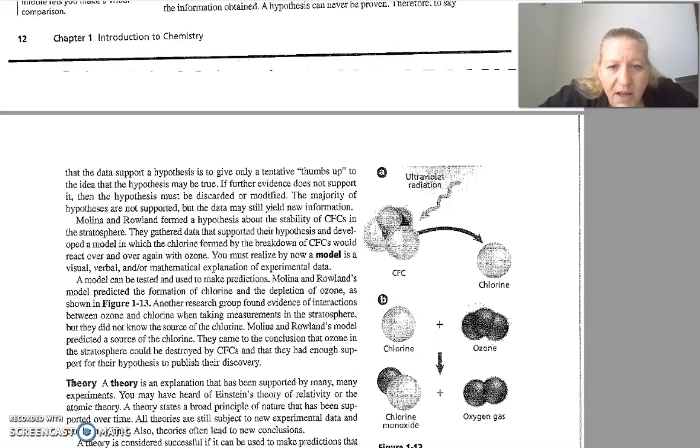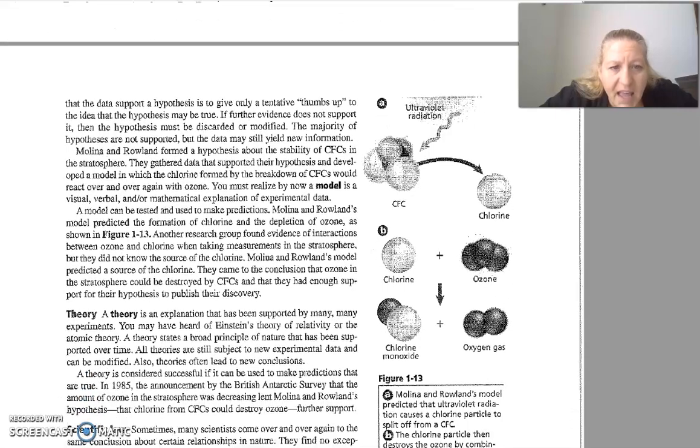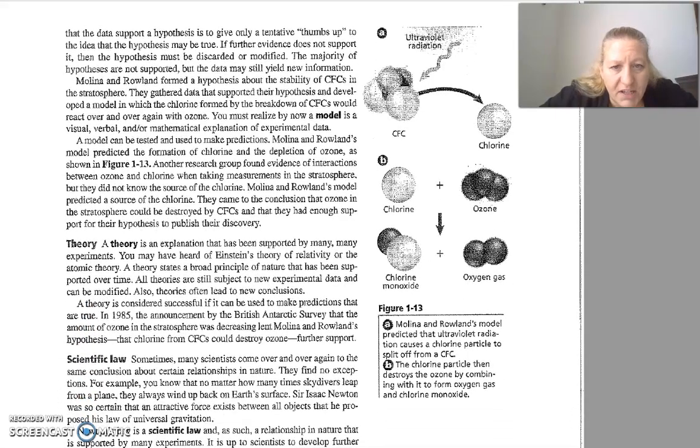Molina and Rowland formed a hypothesis about the stability of CFCs in the stratosphere. They gathered data that supports their hypothesis and developed a model in which the chlorine formed by the breakdown of CFCs would react over and over again with ozone. You must realize by now a model is a visible, verbal, and/or mathematical explanation of experimental data. A model can be tested and used to make predictions. Molina and Rowland's model predicted the formation of chlorine and the depletion of ozone. It is shown in Figure 1-13.